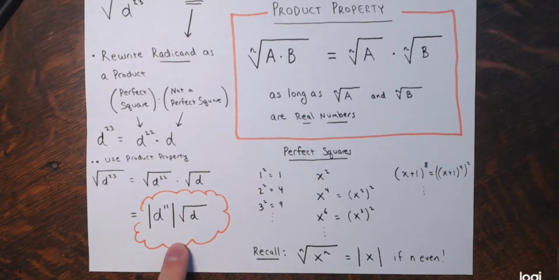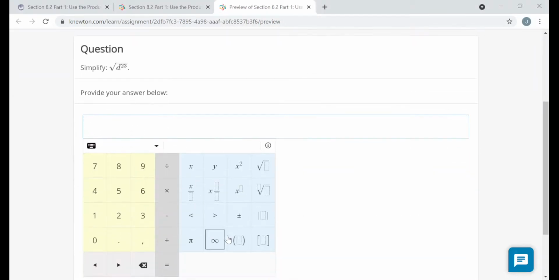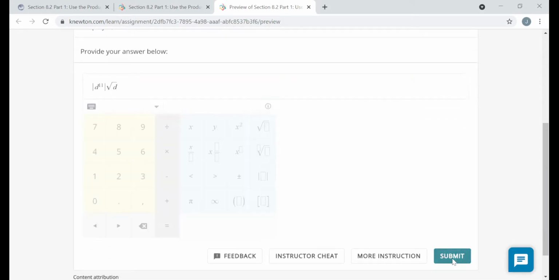Alright, so this is what I'm going to enter. Don't forget the absolute value symbols. So back here, we have an absolute value right here. Then we have d to the 11th power inside, and then outside we have times the square root of d. And there we go. That should be good.